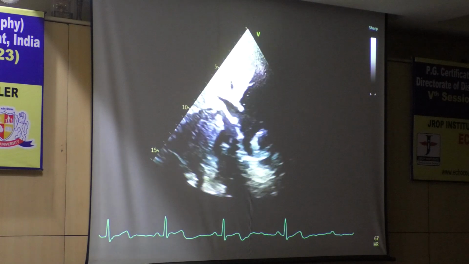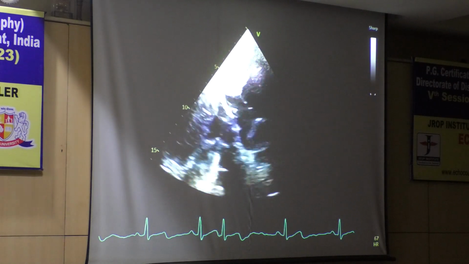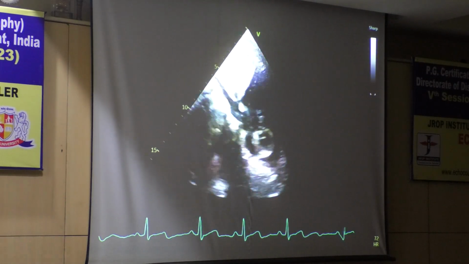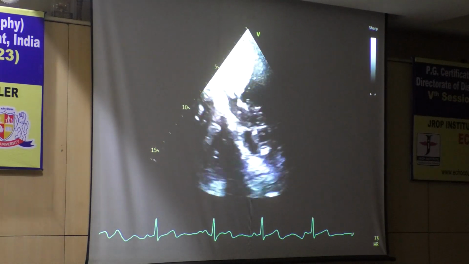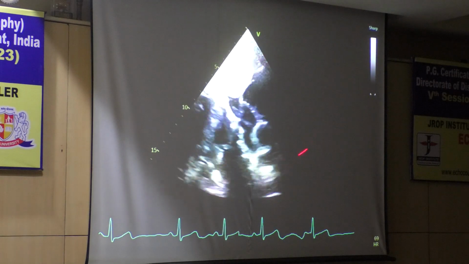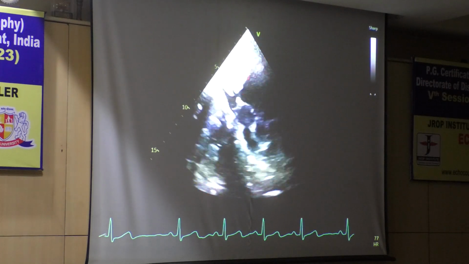This patient has a very good IVC and SVC, rather than the right atrial appendage. This might be a thumb-like structure. Yeah, this could be.